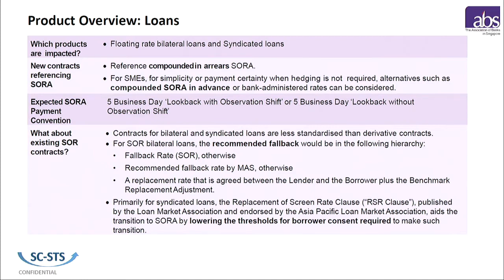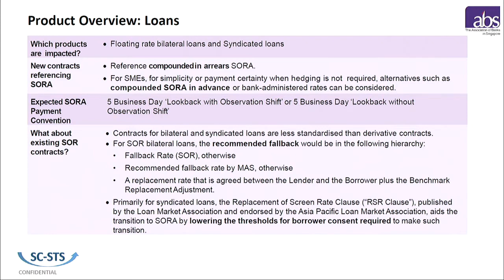The expected SORA payment convention is a 5 business day look back with an observation shift, or a 5 business day look back without an observation shift. These are aligned with global conventions using such overnight rates for the computation of interest. Some of the landmark syndicated loan deals, such as these public deals done with Shell or British American Tobacco, have referenced similar conventions as well.